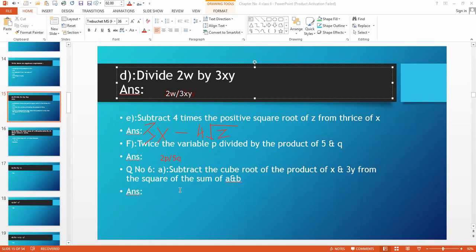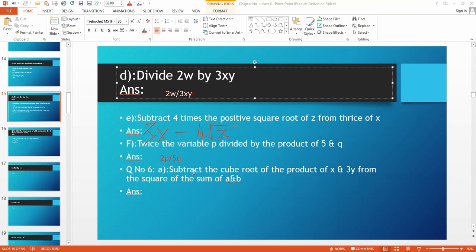It is again the same one. You have to convert it into an algebraic expression. Algebraic expression means you have your coefficient here. 3 is your coefficient, and x and z are your variables. Signs are there. So all these are algebraic expressions. Now comes question number 6.